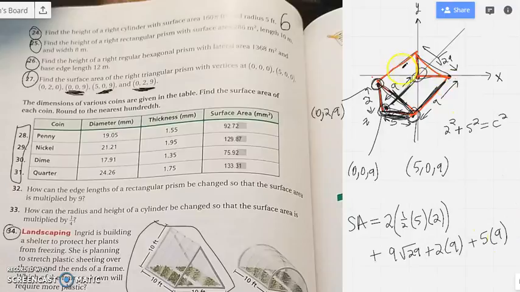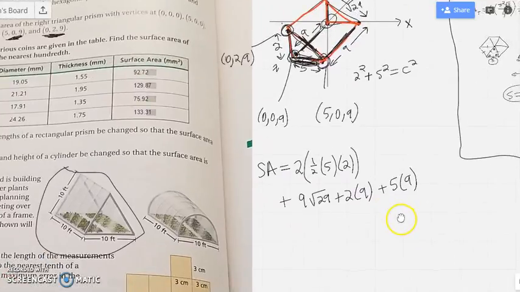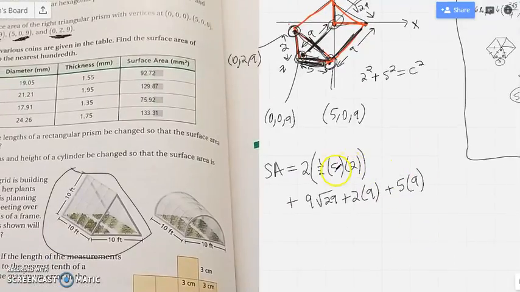So what do we cover? We have front, back, bottom, and the two faces. This is the entire surface area. We just need to add these things together to get our answer. So what do we get? Well, 2 times a half just cancels out. We get 5 times 2 is 10. So this all equals 10 plus 9 root 29 plus 18, right?